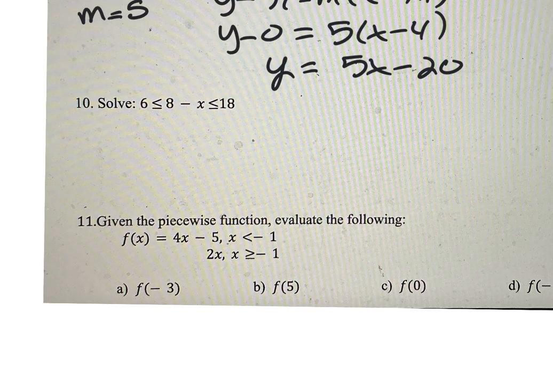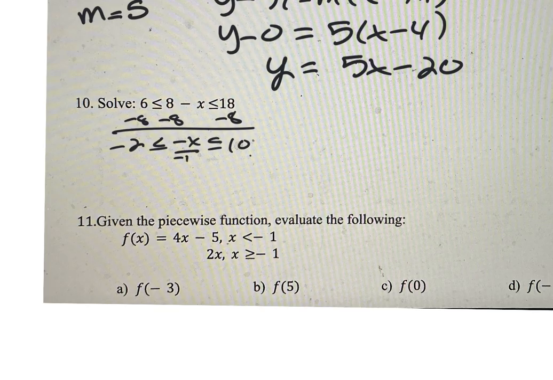I've got to get the x by itself, so I'm going to subtract 8 from all 3 sides first. That leaves me a negative x inside there. It leaves me a 10 outside there and a negative 2 over there. One more step. I got to divide by negative 1. And guys, when you divide by negative 1, that's going to flip all the signs. It's going to make that negative 10. That's going to make that positive 2.